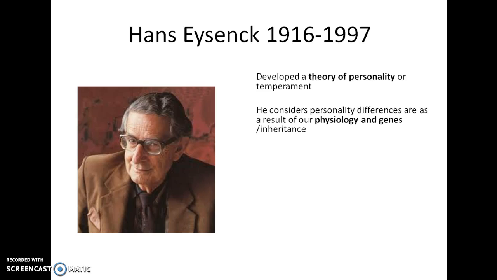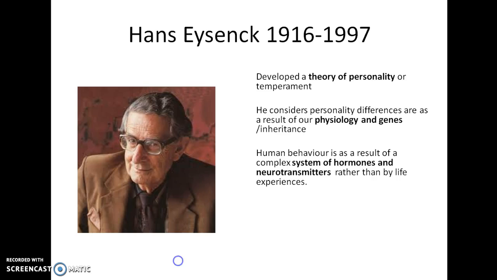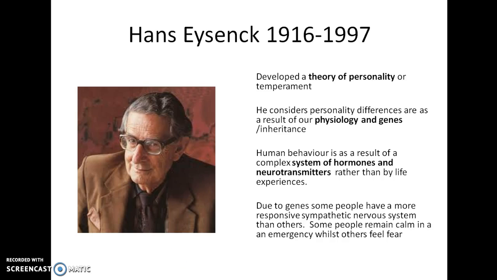Eysenck considers personality differences a result of our physiology and our genes. So, the way our body's made up and the genes we inherit. Our physiology, the way our body works, as a result of the genes that we inherit. He says that human behaviour is a result of a complex system of hormones and neurotransmitters, so the way that messages are passed in our body, rather than by our life experiences. And he says that all of that is due to genes.